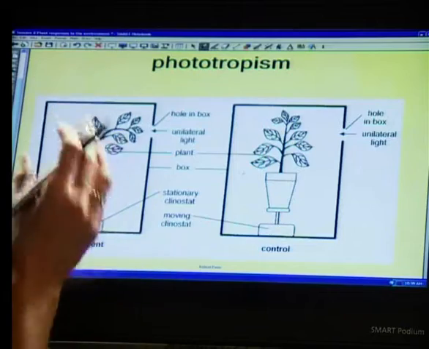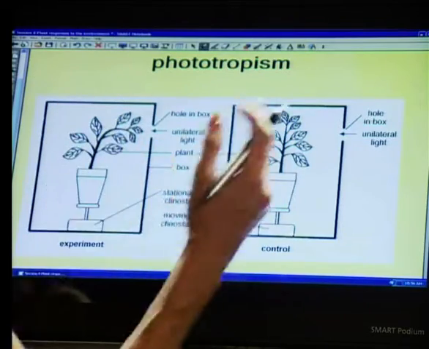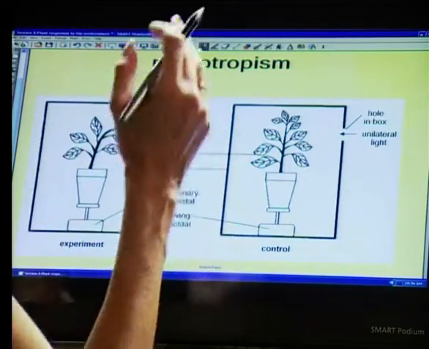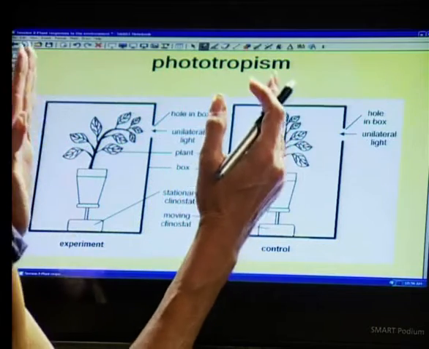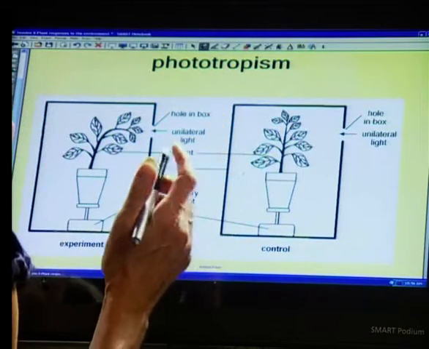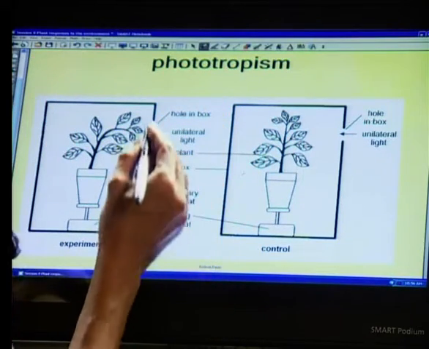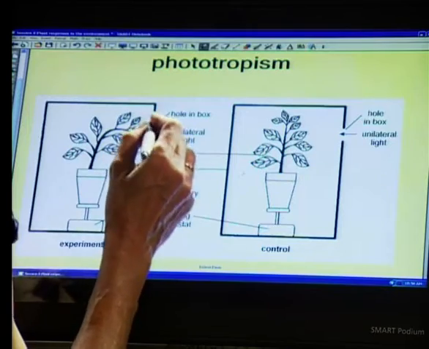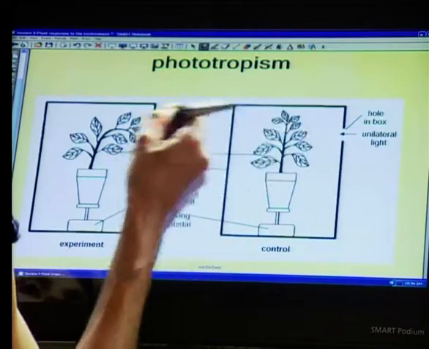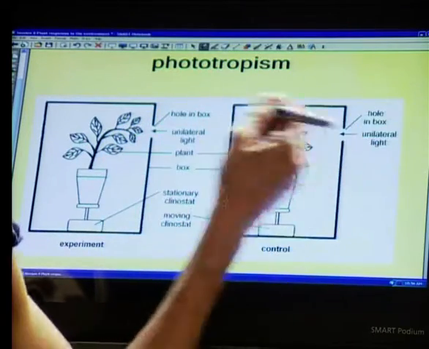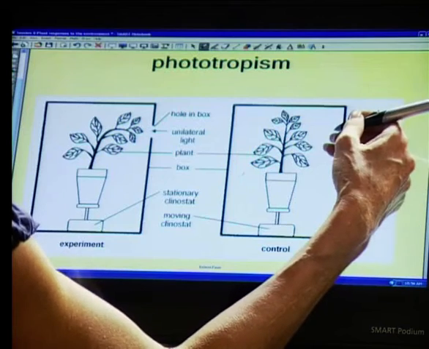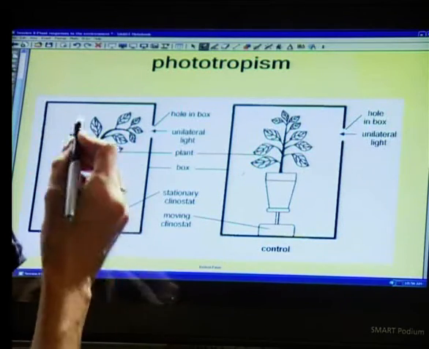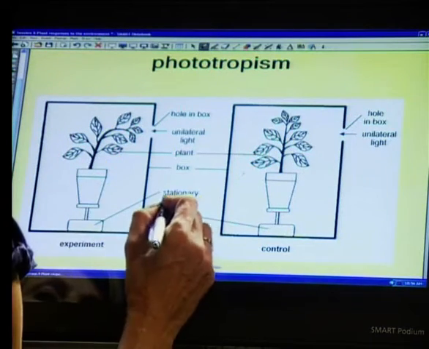We take two healthy, beautiful pot plants. They must be identical, and you put them in a box. The box has only one little hole in the side, and you position your unilateral light source so that it shines into the box. Now, what we've also got is a thing called a clinostat.